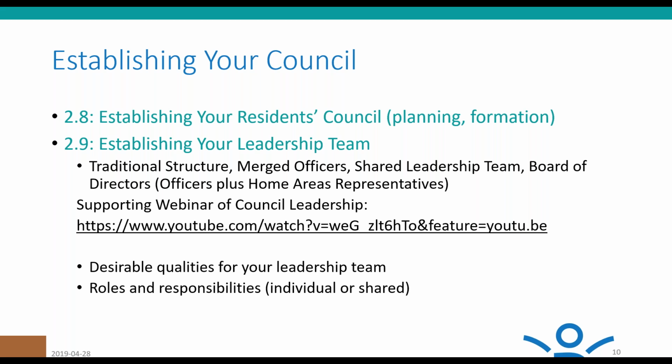Also included in this section is a list of some of the desirable qualities for your leadership team. So these are helpful to keep at the back of your mind when you're looking to help identify or nominate strong Residence Council leaders in your home. We have a list of specific roles and responsibilities that might exist on your council's leadership team. These might be held by an individual resident leader, or it might be shared amongst a leadership team, depending on the leadership structure that you've selected for the council.